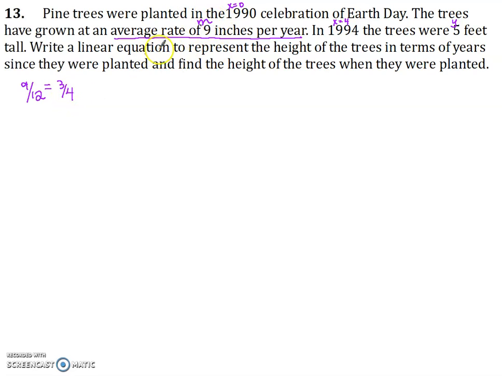So I've gotten my slope. Then here I have an x value, but they don't give me the y value. But in 1994, I'm using that x value as 4 because it's 4 years later. The trees were 5 feet high. So now I have the slope and a point, so I'm going to go to point-slope form: y minus 5 equals 3/4 times (x minus 4).